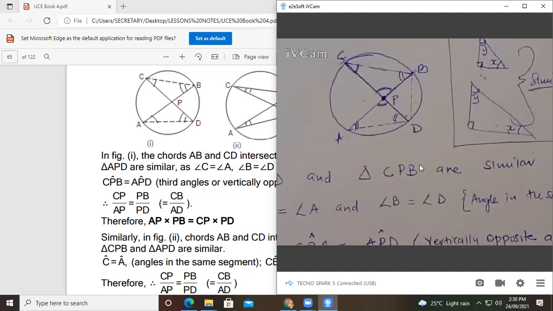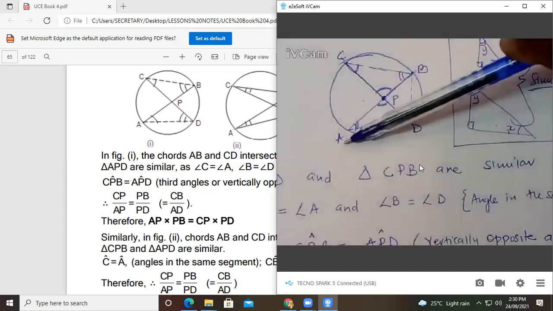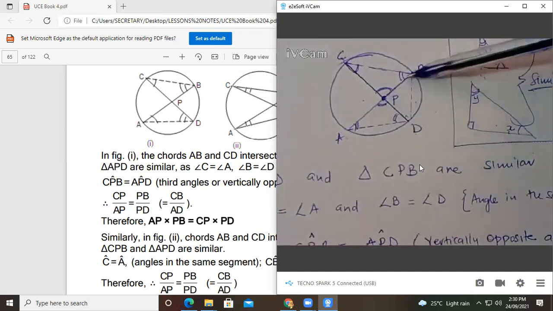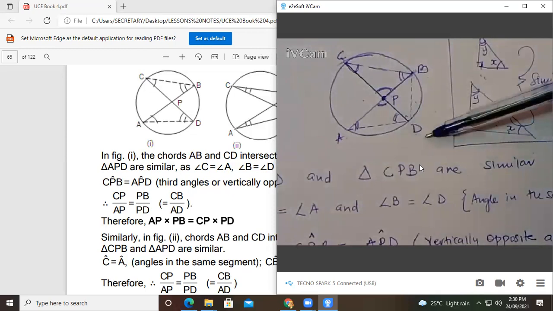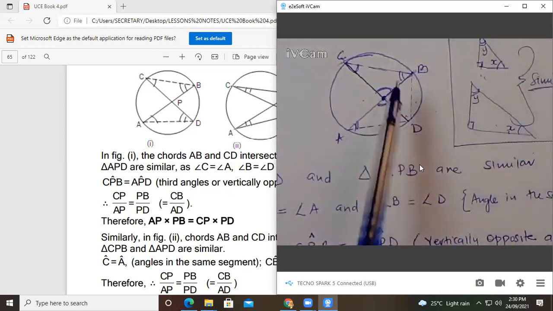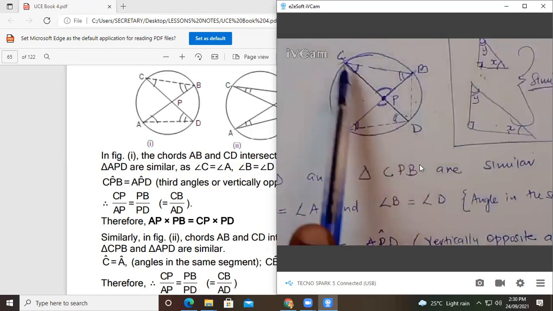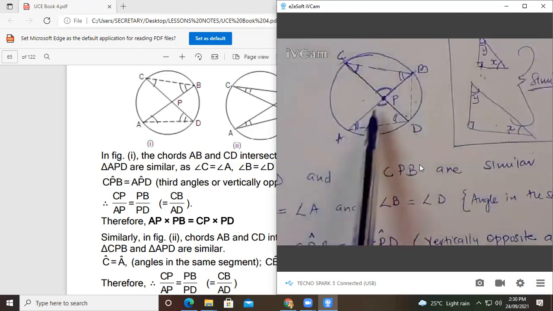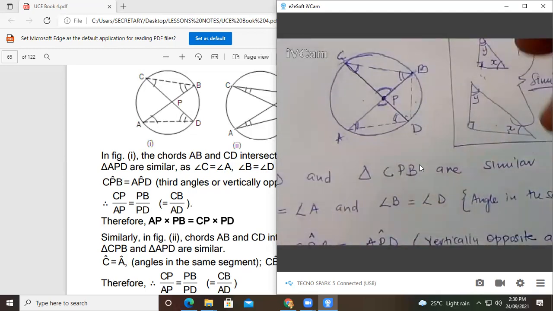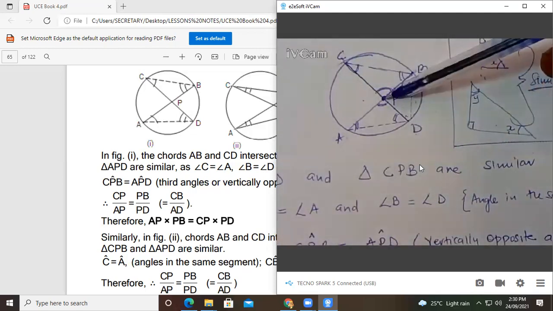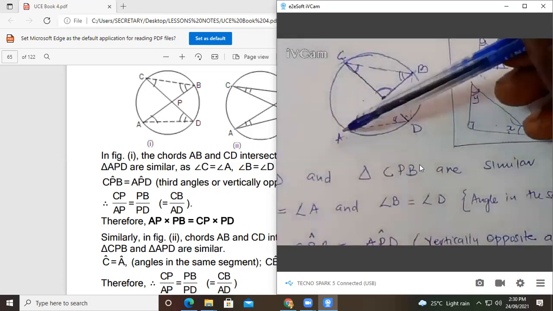Under similarity, if you get the length of the big over the length of the small, it is equal to the other length of the big over the length of the small. You can even say CB over AD is equal to CP over AP. So you should know that if you get the length of the other one and divide it by the similar length of the other triangle.